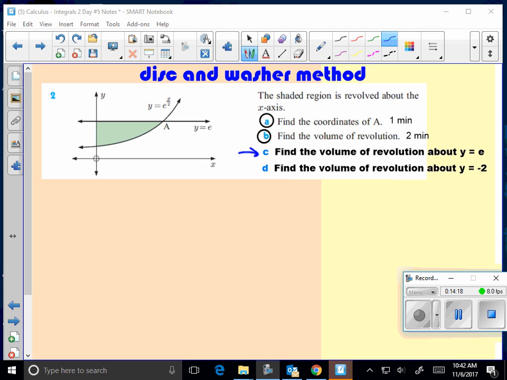Think for part C. Could I just shift this whole space here? If I'm revolving it around this line right here, wouldn't that be the same as revolving this function around the x-axis? Right? So just take your functions and subtract what from them? E. Just subtract them down. Okay, so let's just talk some logistics there for a moment.